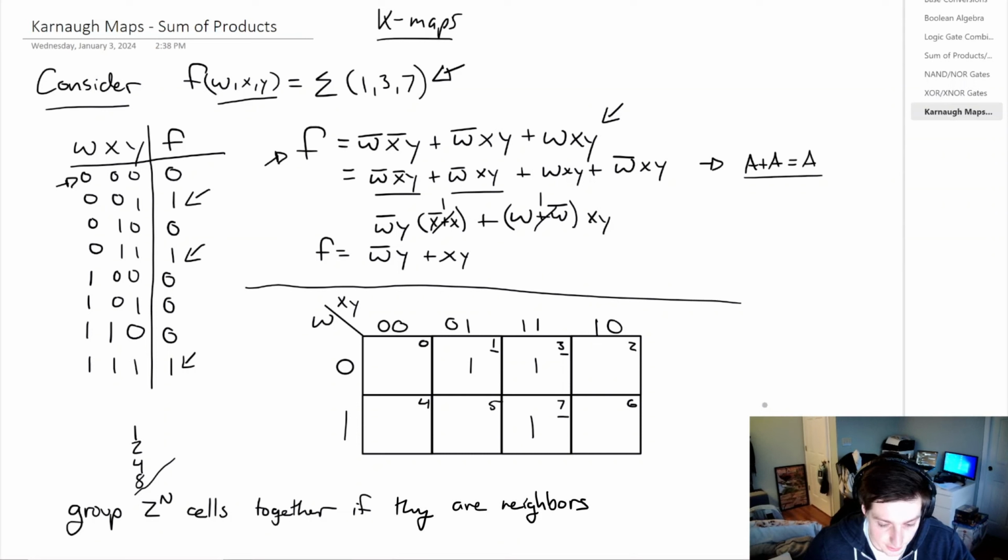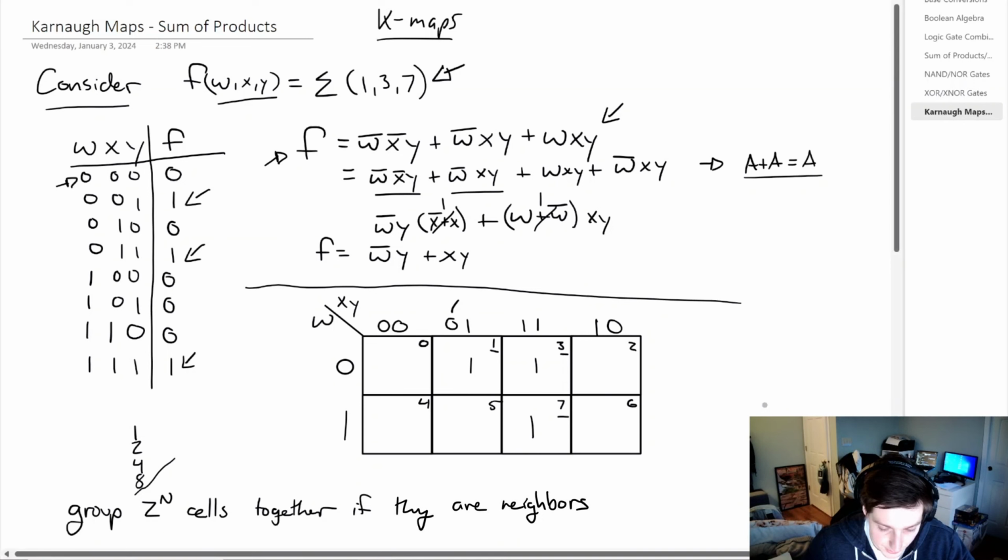Well, if we look at w as an input, we can see that in the case where w is equal to 0, we get 2 values where we have 1s. And in those 2 values where we have 1s, you can see that y is equal to 1 in both of those cases.